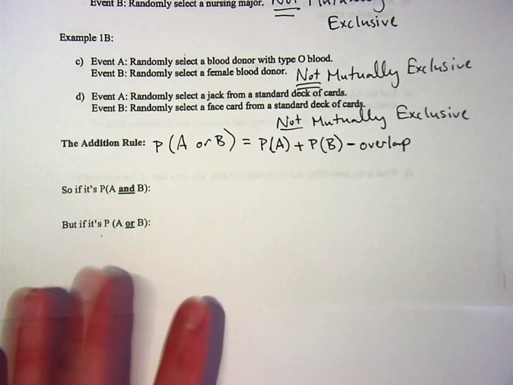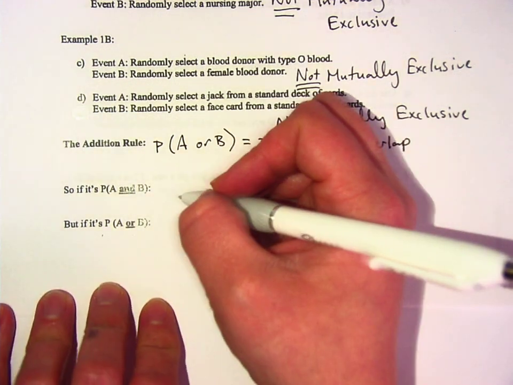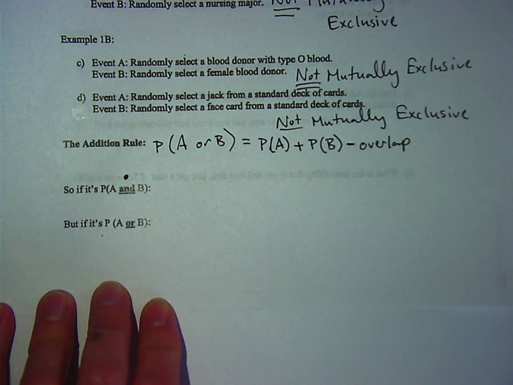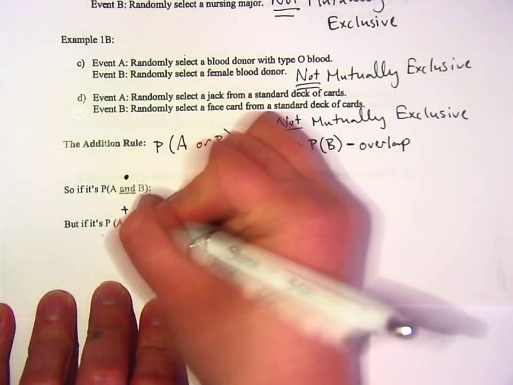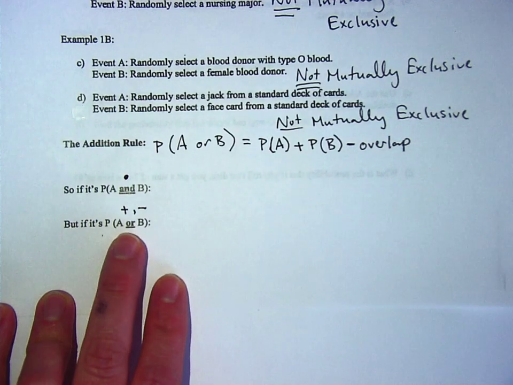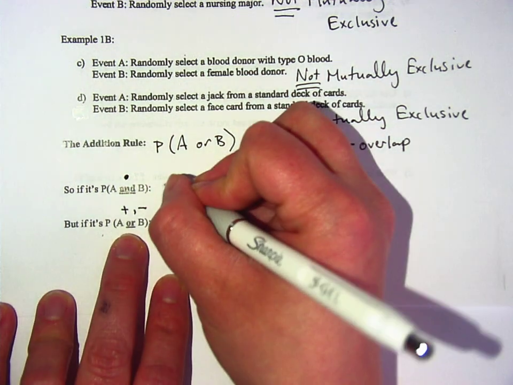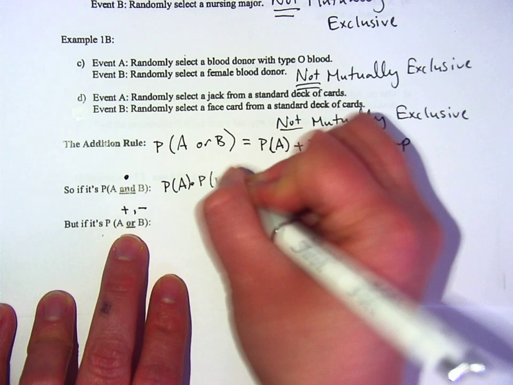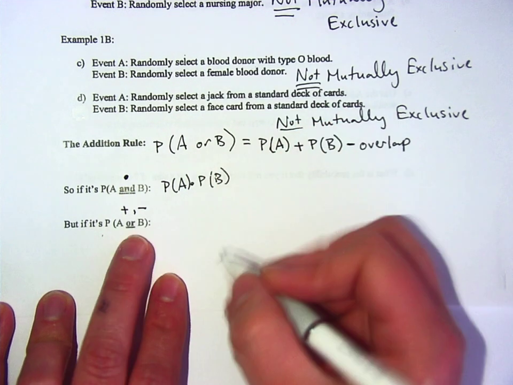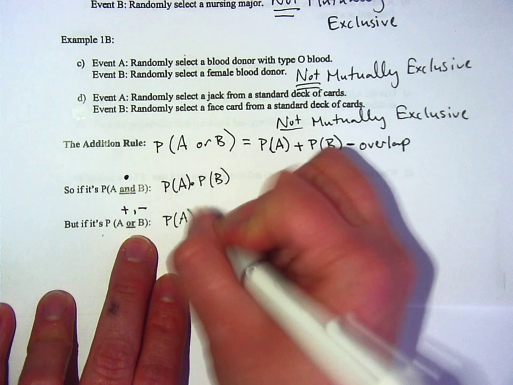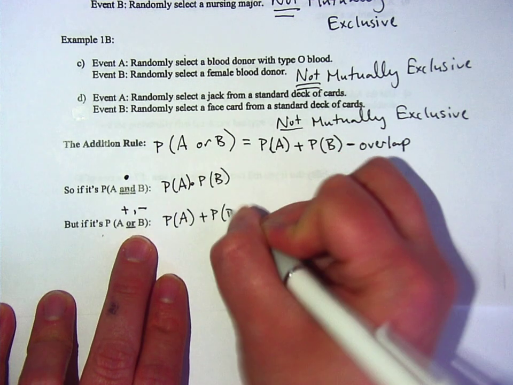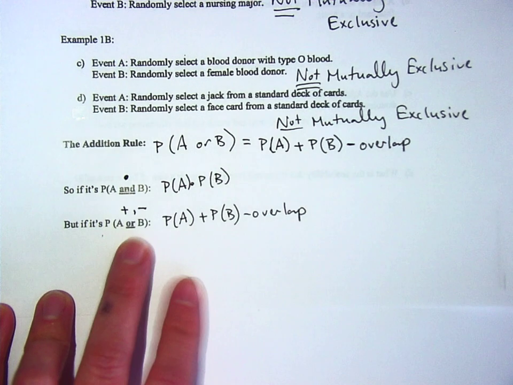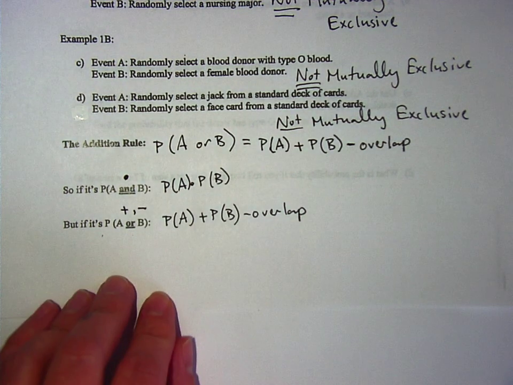So what does and mean in probability? Multiply. And what does or mean? It means add and then subtract. So the probability of A and B is the probability of A times the probability of B. And the probability of A or B is the probability of A plus the probability of B minus the overlap. And I'll explain that more, but right now.